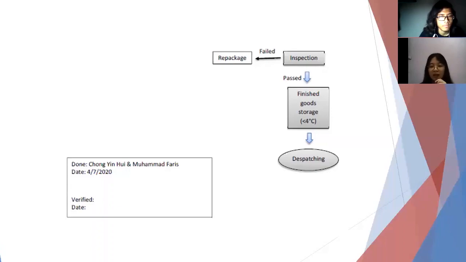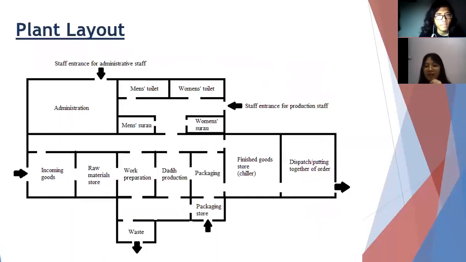Now I will pass to my partner Faris to talk about the plant layout. Alright, today I would like to explain the plant layout of Dade Susu Lembu Berperisa Marisa Company. As we can see, the areas are well organized. First, we take a look at the processing line.